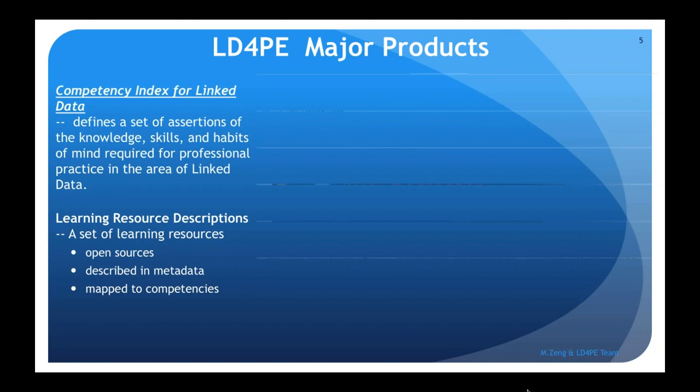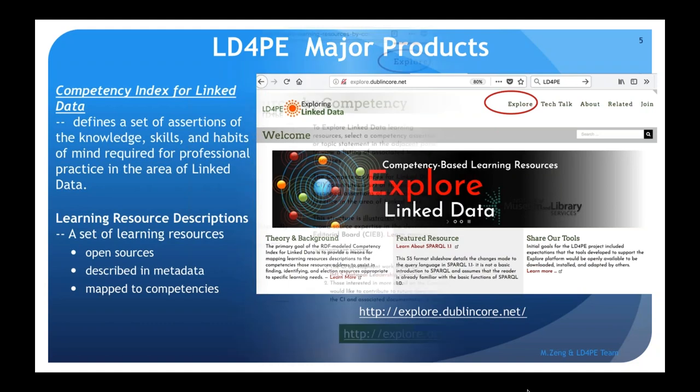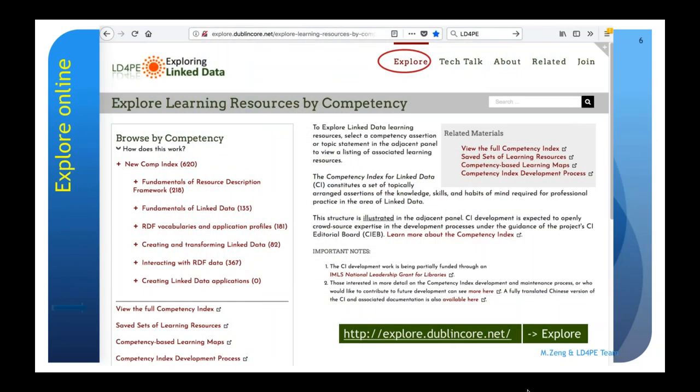The two are combined together through our website. Everyone can go to explore.dublincore.net, which is easy to remember, and click Explore. Now we can get the whole competency index. You can browse on the left side. So what do those things mean?